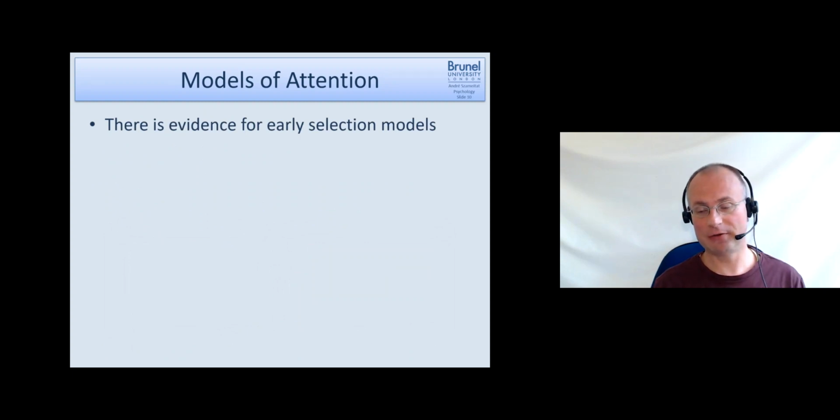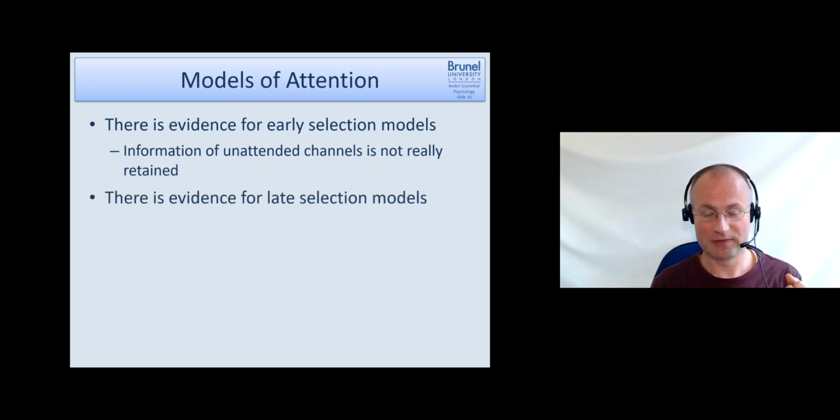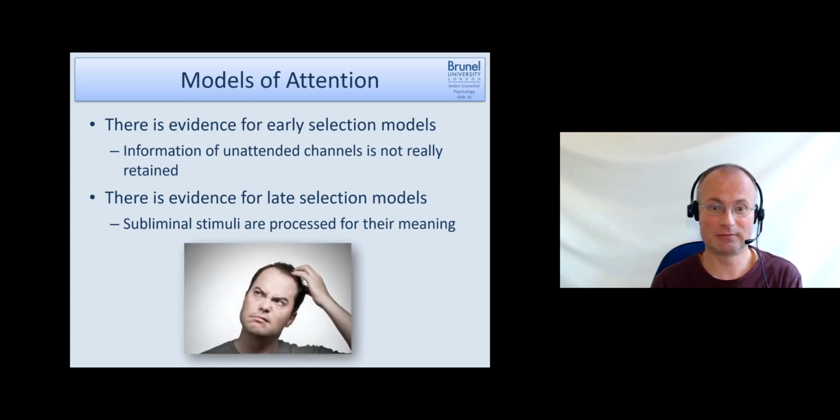Okay, now we have the following situation. We have evidence which really clearly supports early selection models. If we don't attend something in the shadowing task, it's not retained. At the same time, we have evidence for late selection models. Subliminal stimuli are processed for their meaning, or they should have been filtered out. How can we resolve that situation?